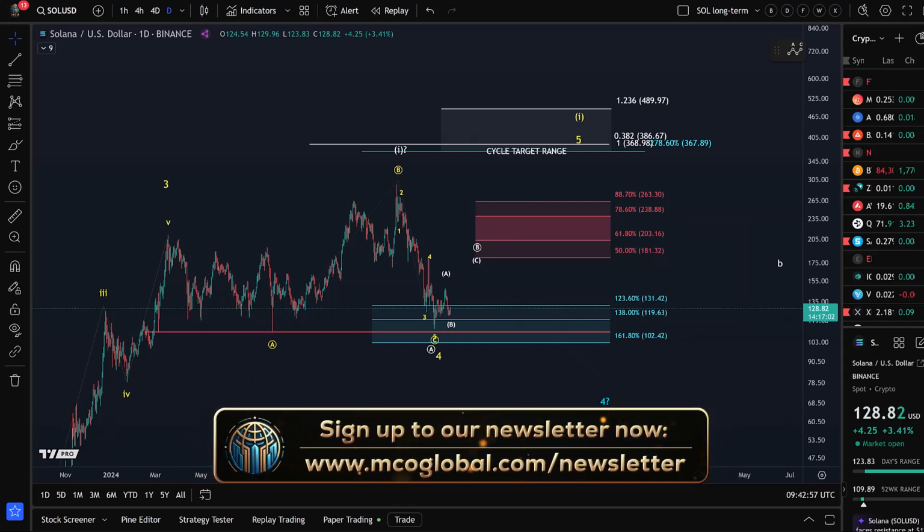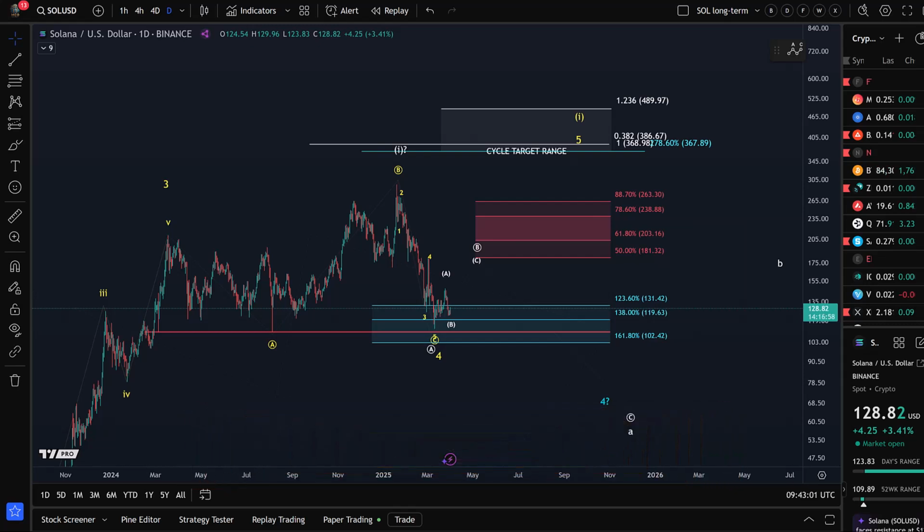Here on the daily chart, obviously, the price is also at a key spot, because the blue zone is a relevant Fibonacci support region, and from there we might start a larger B wave bounce and could reach this resistance area between $181 and $263. This is standard resistance in a B wave.